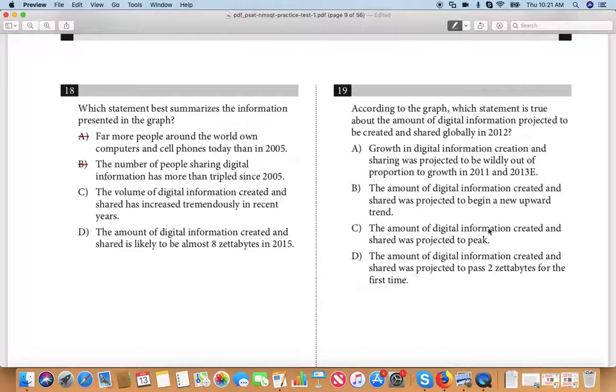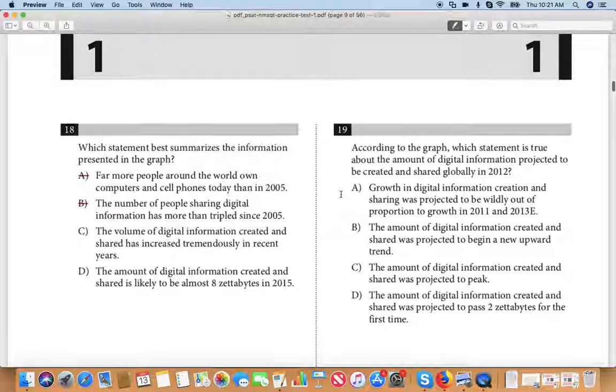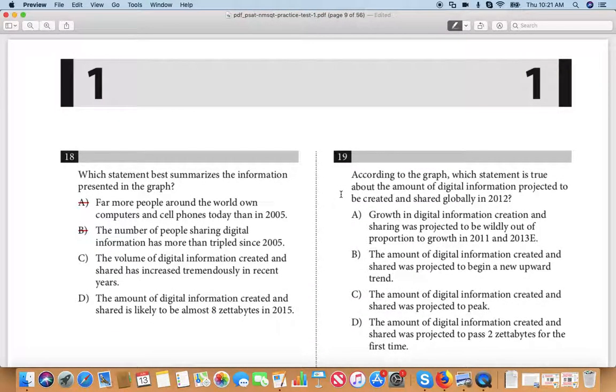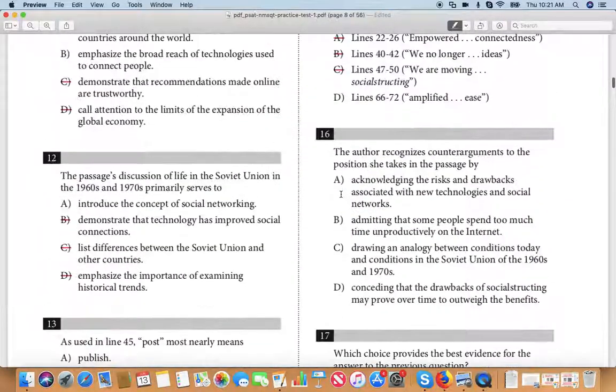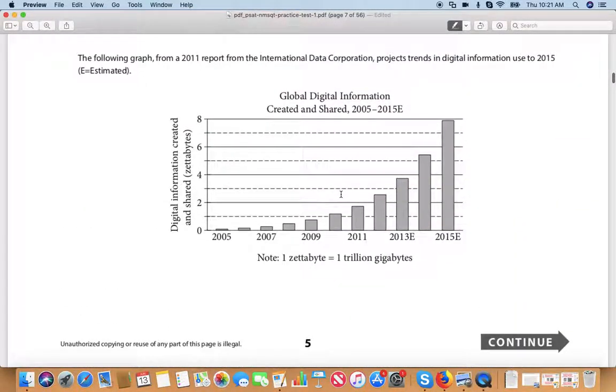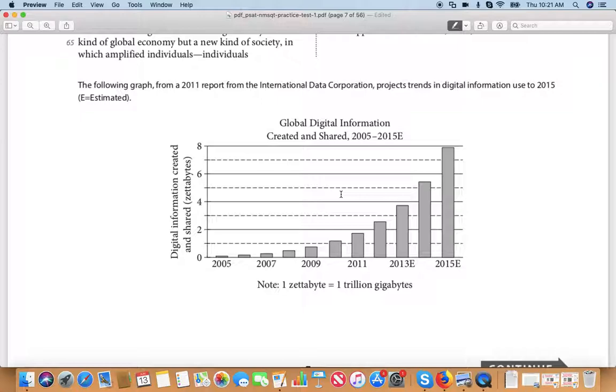The amount of digital information created and shared is likely to be almost 8 zettabytes in 2015. Does that summarize the information presented in the graph? It's not like the main idea, I don't think. No, and you just nailed it right there. Right? It's a true statement. It is almost 8 zettabytes in 2015. Does that summarize the information presented in the graph? Well, I don't think so. No. It doesn't summarize it.